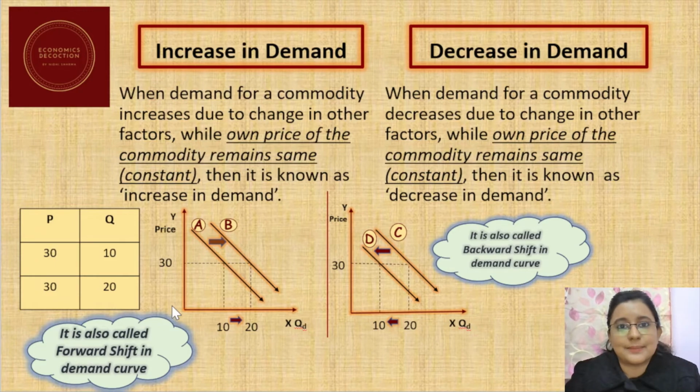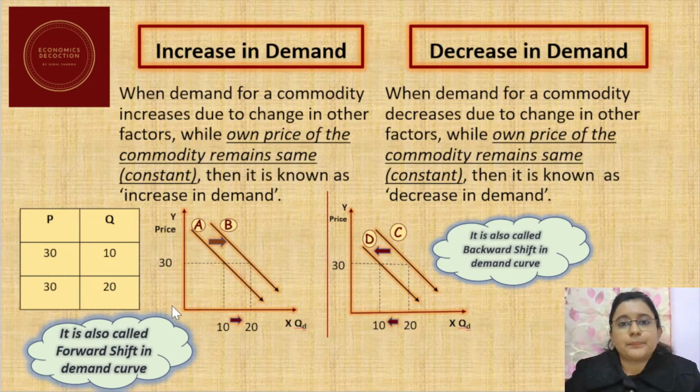that is pizza. So we see here that even though the price is kept constant at 30, the quantity demanded of pizza increased from 10 to 20. So this basically shows the increase in demand. Now let's consider decrease in demand. So we can relate to this example itself.